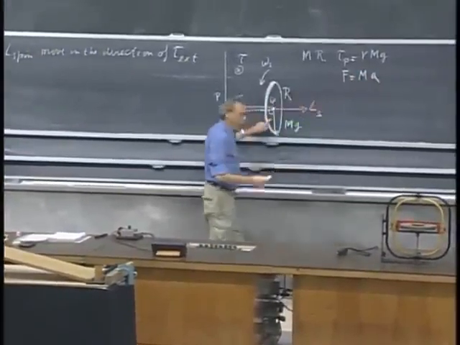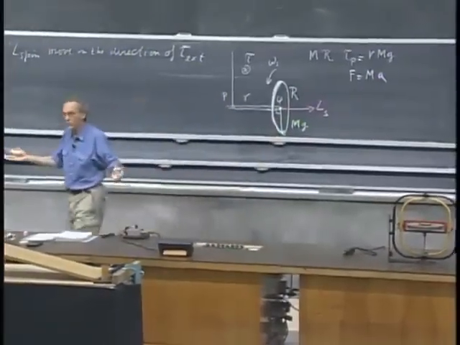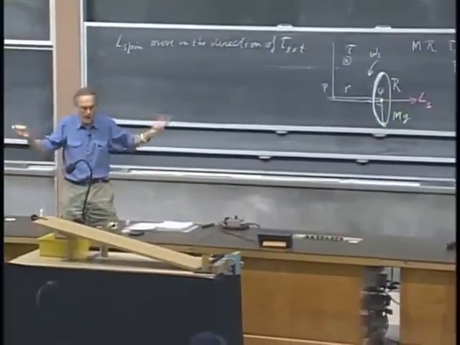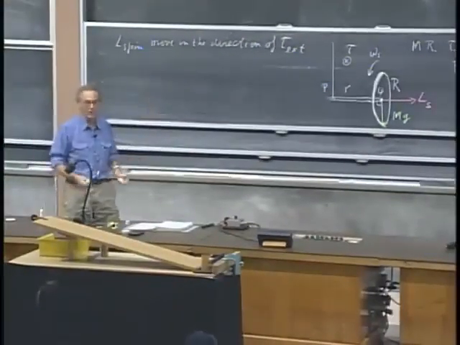This object got to fall. There's only one force on that object. F equals ma. How can it not? The center of mass must fall with acceleration g.